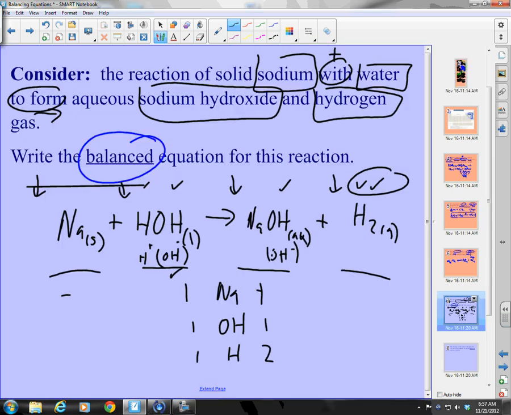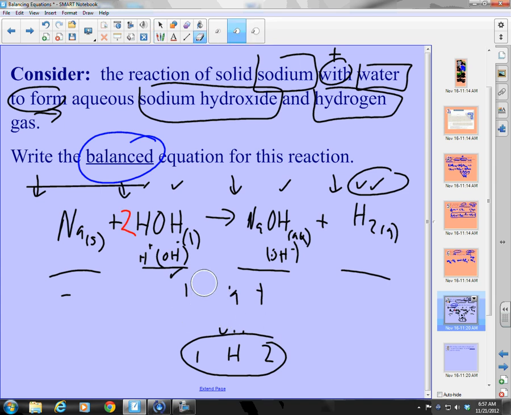Okay, so back here. When I look at this, I say, well, I got a problem here with my hydrogens. I have 2 hydrogens on the right and only 1 on the left. So what am I going to do? I need to get another hydrogen. How am I going to do this? Well, don't change the formula. So we have to do what? Put a new coefficient. So I'm going to put a coefficient of 2 in there. Well, that means everything's going to have to change here, right?